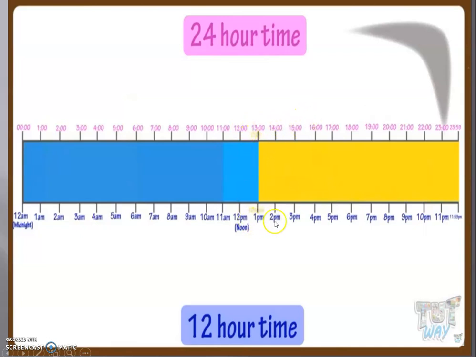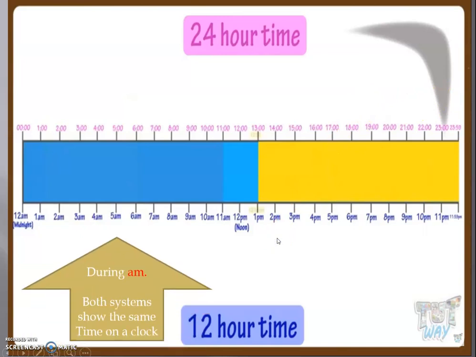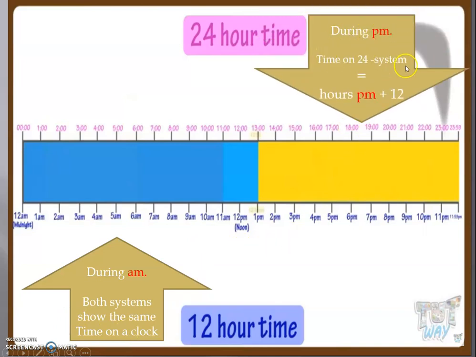So as you can see, during the PM hours, the numbers on the 24-hour time are more than 12, because on the 24-hour system we don't stop at 12. We keep counting to reach 24. So during AM, both systems show the same time on the clock. But during the PM, the time on the 24-hour system means the hour on our 12-hour time plus 12. So 6 PM means 6 plus 12, which gives you 18. 10 PM means 10 plus 12, to make 22.